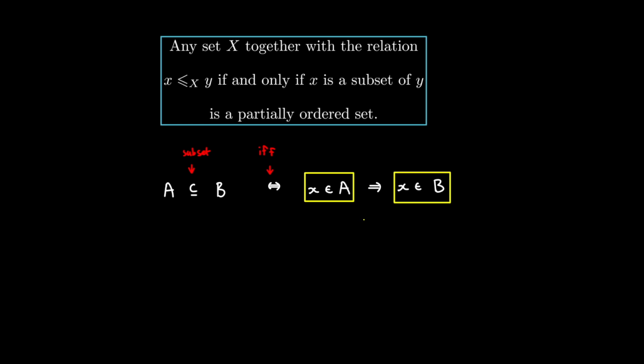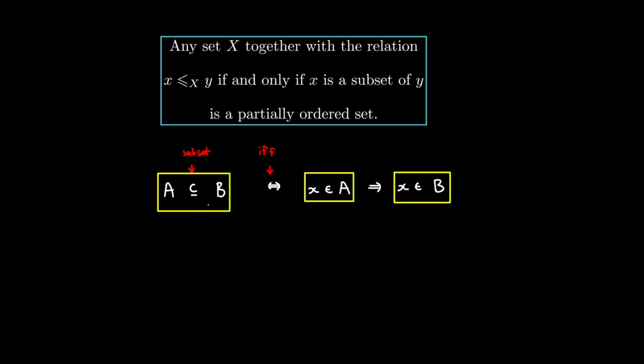Here we have an implication, which is to say, if this one is true, then this one should be true. So this is just a different way of connecting logical statements. And anyways, we define the subset inclusion relation in this way.